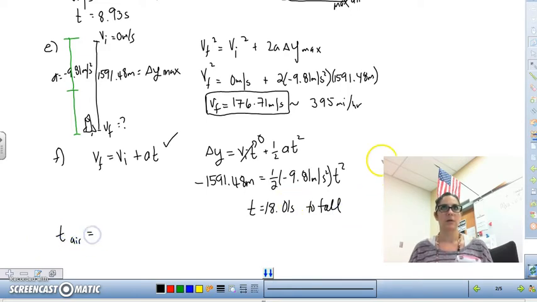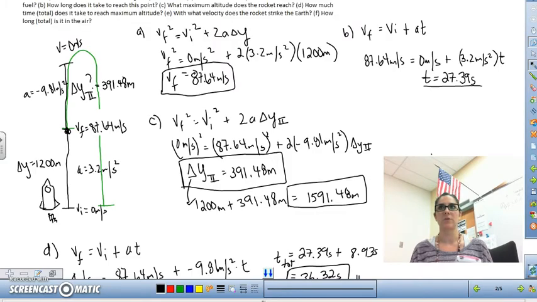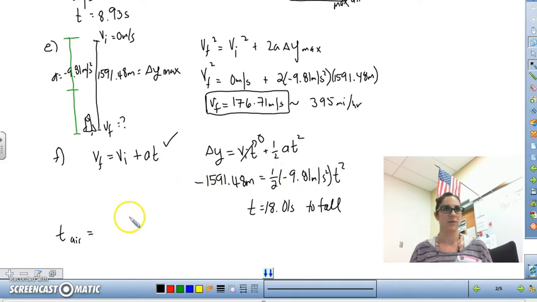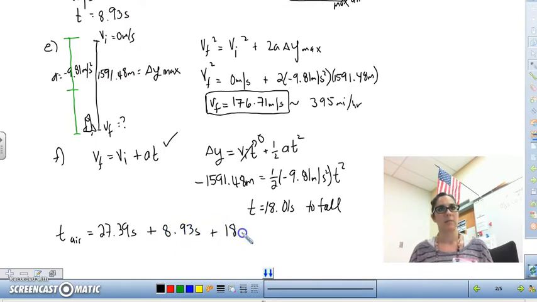So total time in air is going to be the time up here. Let me just get that number, 27.39, plus the other time, 8.93 seconds, plus 18.01 seconds. So let's do all that. 27.39 plus 8.93 plus 18.01. We're in the air for 54.33 seconds. There we are.